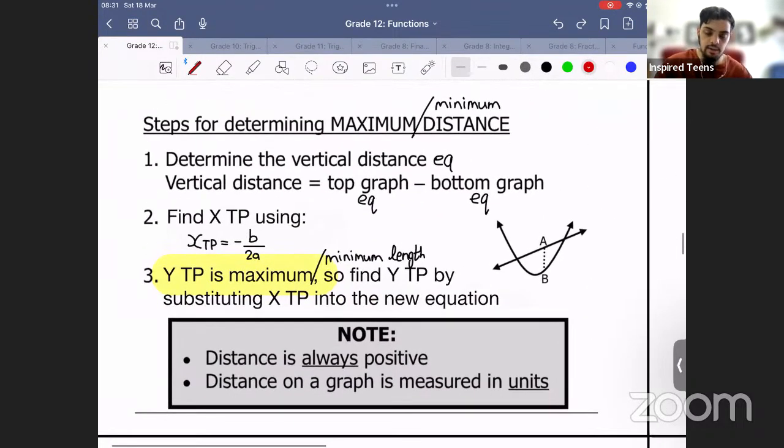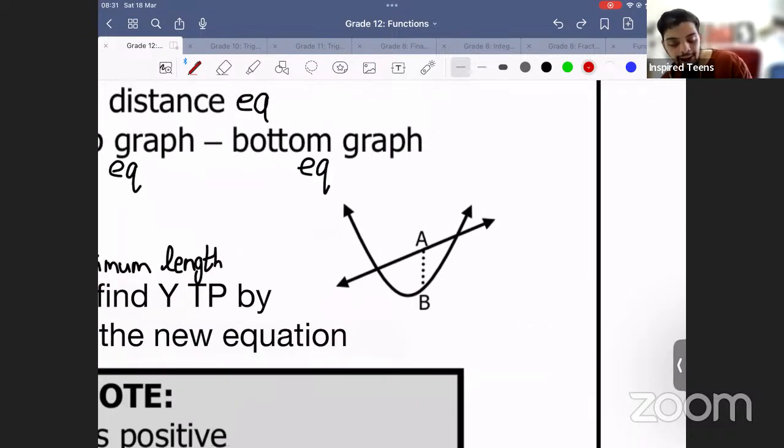Then we talk about this, which is important. Steps for determining maximum or minimum distance. Depending on the question that you get, you'll be determining the maximum distance or the minimum distance. Both follow the same method. Now, determine the vertical distance equation. If it's a maximum distance, which it generally is, of a vertical line. If we look at this example again, we have AB. They want the maximum distance between the straight line and the parabola, between A and B.